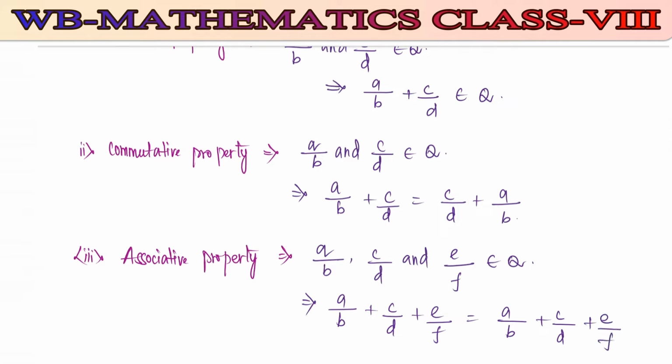The very important thing is to focus on the parenthesis brackets. First you have to add the second and the third term, and then later add with the first term. But on the other side, first you have to add the first and second term, and further continue adding the third term. If the final answer of the left hand side and the right hand side remains the same, then the associative property is satisfied.